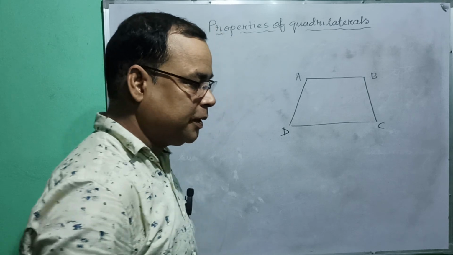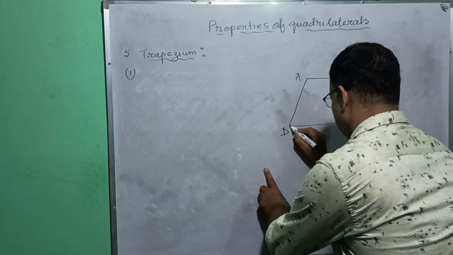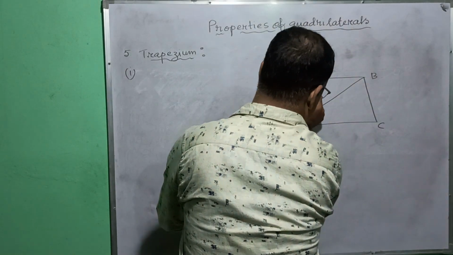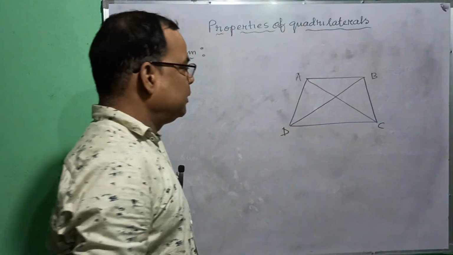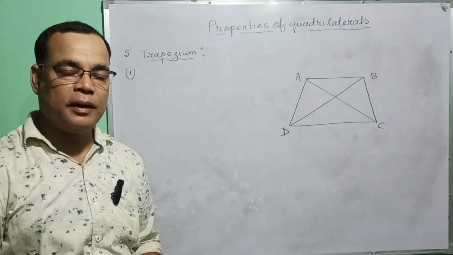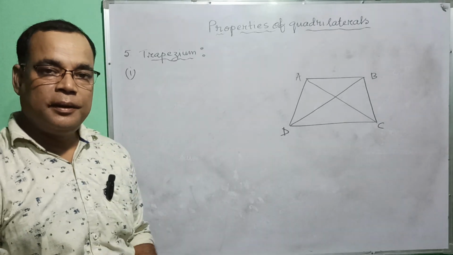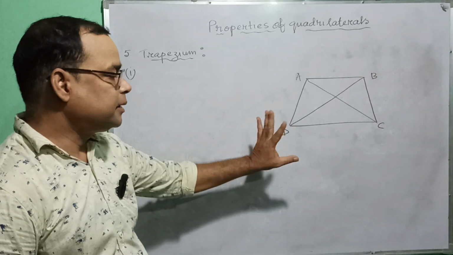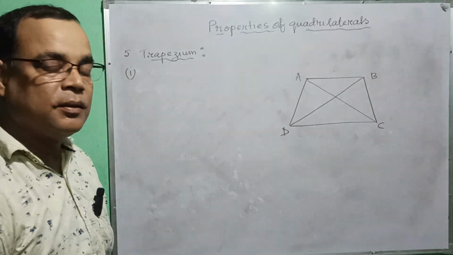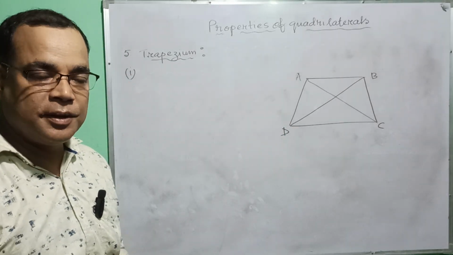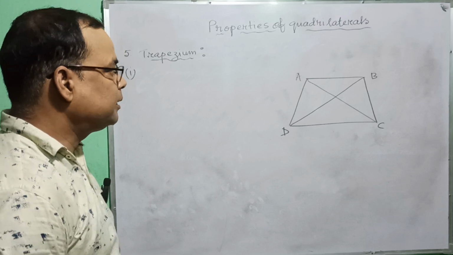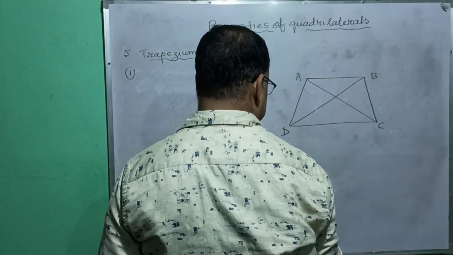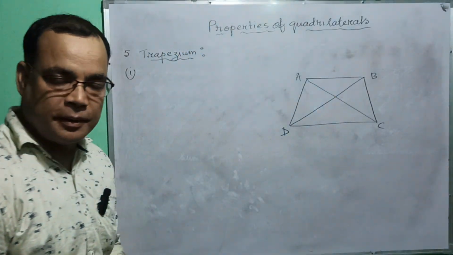Let ABCD be the trapezium, and let me draw the diagonals. Before writing the property, one thing I want to tell you is that trapeziums are also of 2 types. This is a simple trapezium, but another trapezium is called an isosceles trapezium. In an isosceles trapezium, these two sides are equal and one pair of opposite sides are parallel.